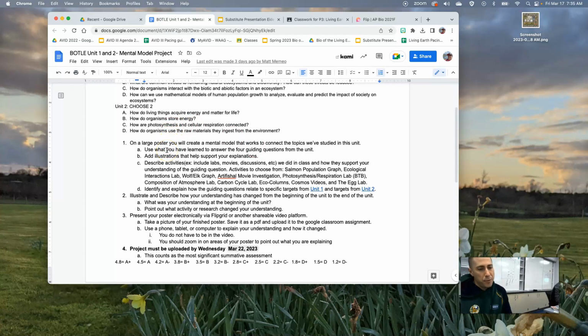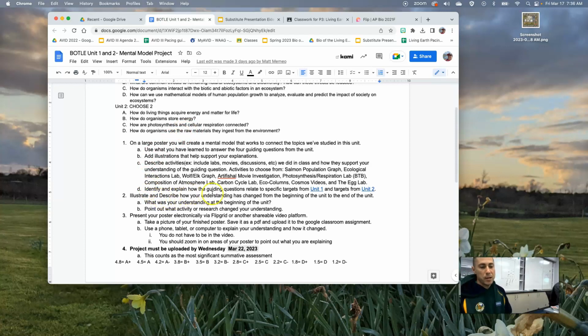You are going to have the rest of this week, the rest of next week, up until Wednesday to work on this in class. So you're going to use what you learned to answer those guiding questions, add illustrations that help support your explanations, describe activities we did in class and how they support your understanding of the guiding questions. So talk about those labs. How does that egg lab relate to how organisms use raw materials, right? Talk about how that egg helps things get in and out, all right?